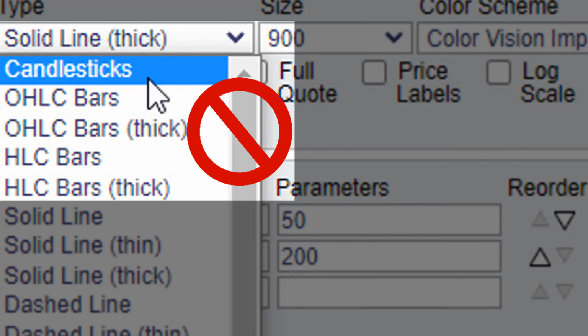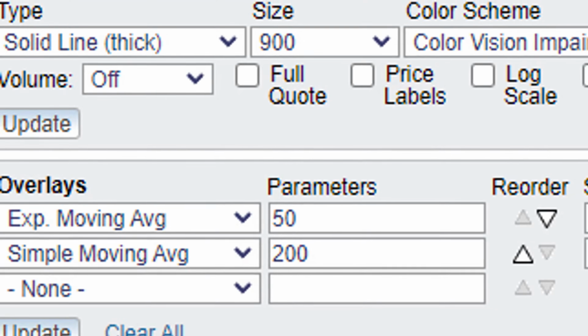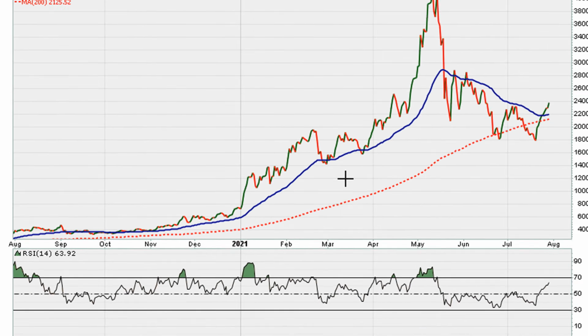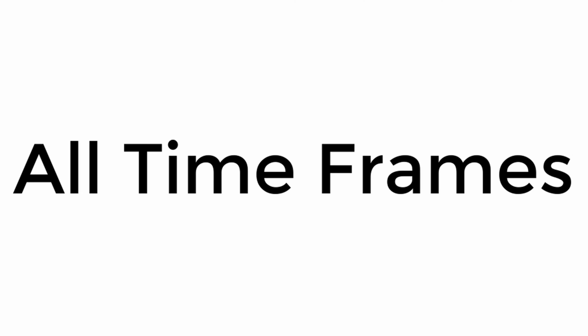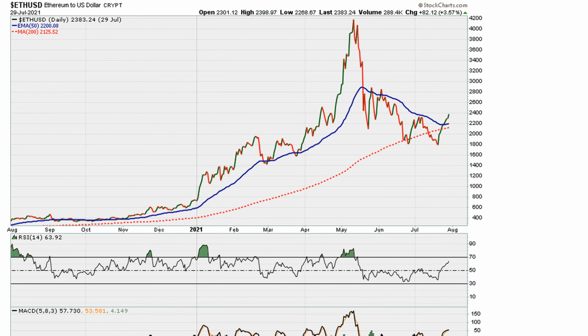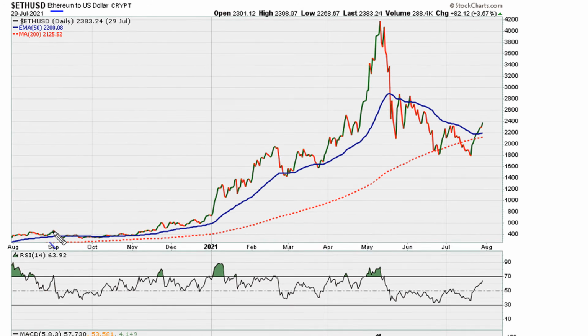Once we get rid of candlesticks and rely on line charts, removing all the noise, what we get is a nice, clear and clean price line chart. And what we can do is let the chart speak to us. For example, if we take a look at Ethereum here, there was clear momentum when things were good.